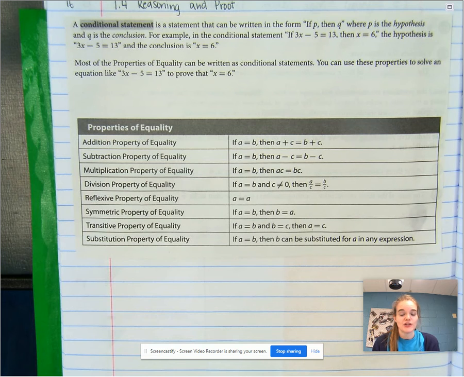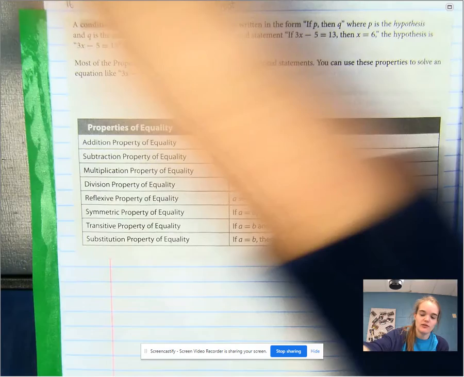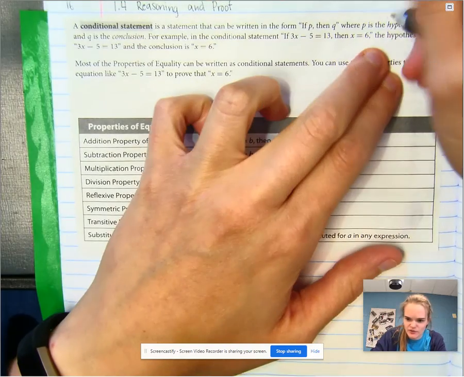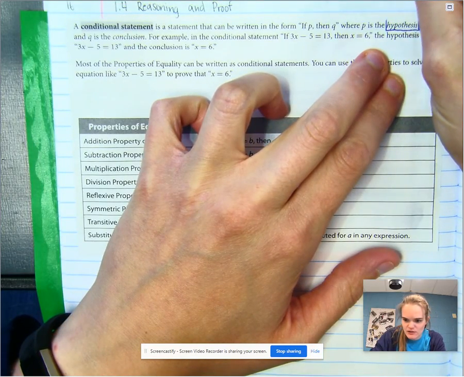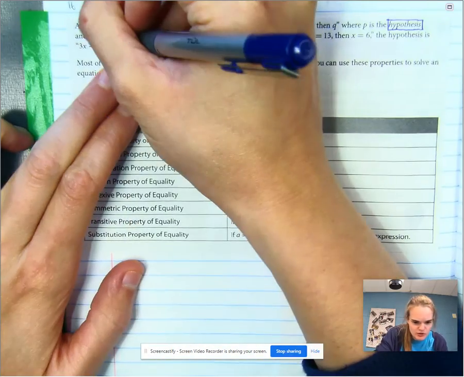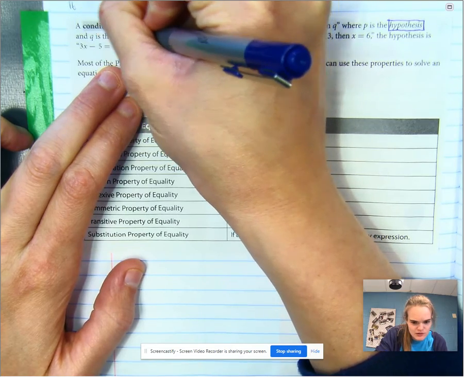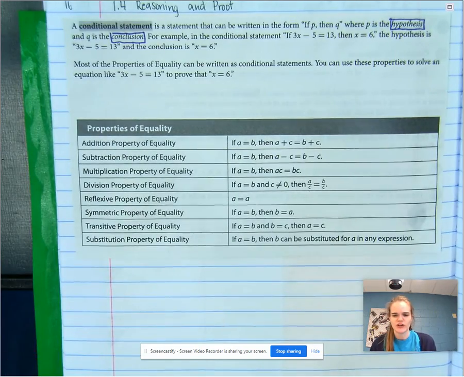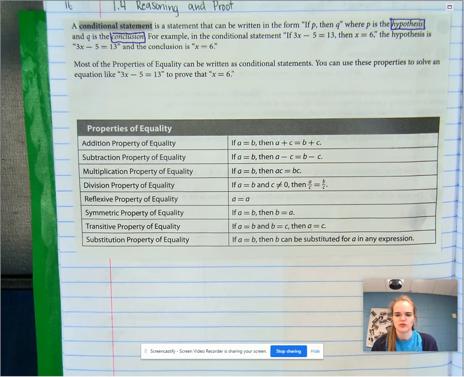A conditional statement, already highlighted for you, is a statement that can be written in the form if P, then Q. Where P is the hypothesis, this is important, P is the hypothesis, and Q is the conclusion. For example, in the conditional statement, if 3x minus 5 equals 13, then x equals 6, the hypothesis is 3x minus 5 equals 13, and the conclusion is x equals 6.